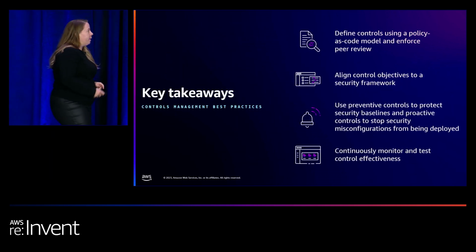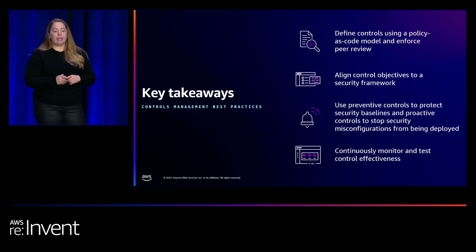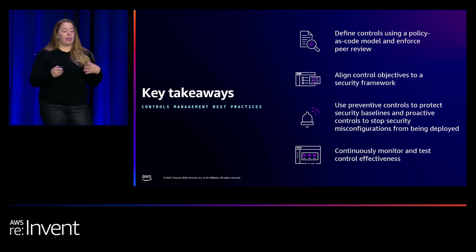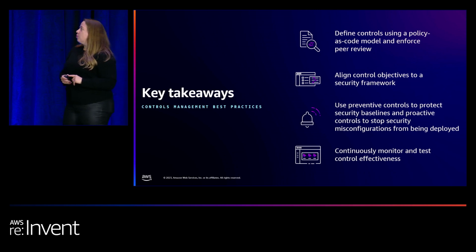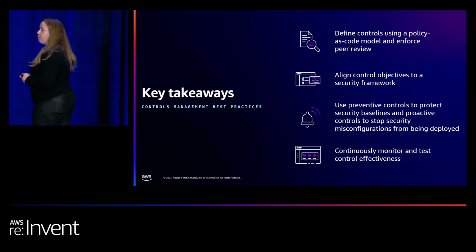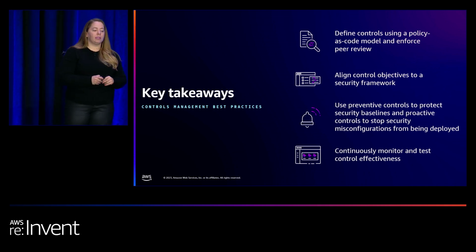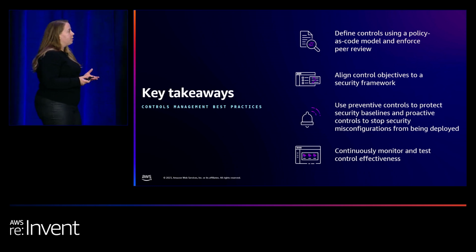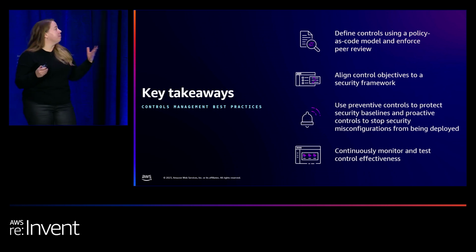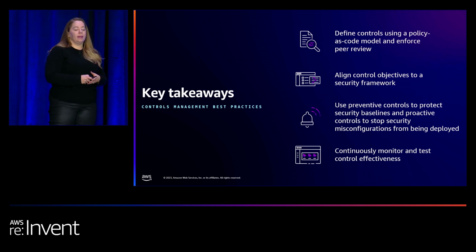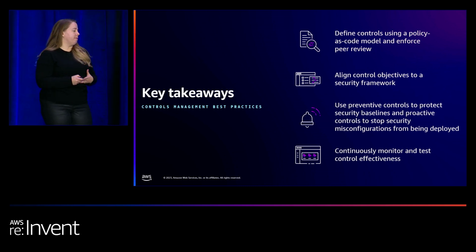So 4 key takeaways from controls management best practices. Number 1, define controls as policy as code models and enforce peer review. Number 2, align control objectives to a security framework. Number 3, use the powerful preventive and proactive security controls to protect your security baselines and to stop security misconfigurations from being deployed in the first place. And then finally, make sure that you continuously monitor and test control effectiveness.